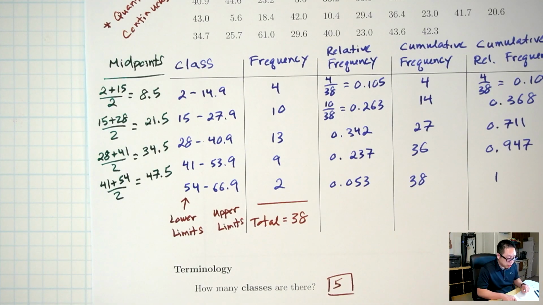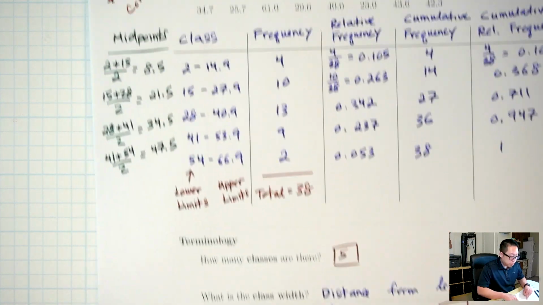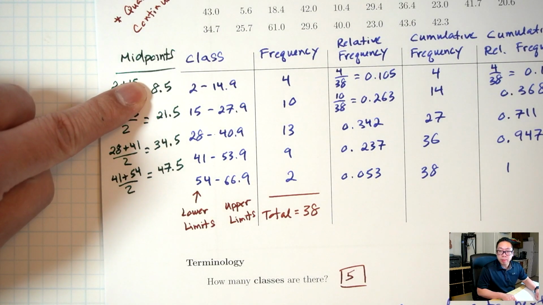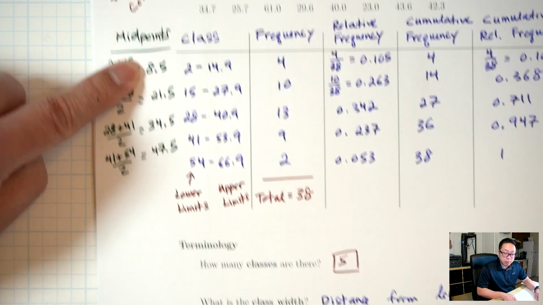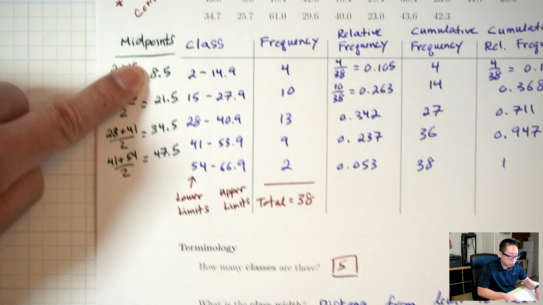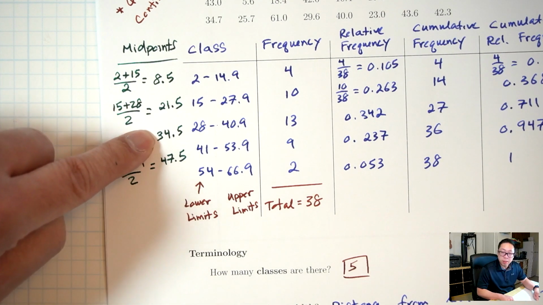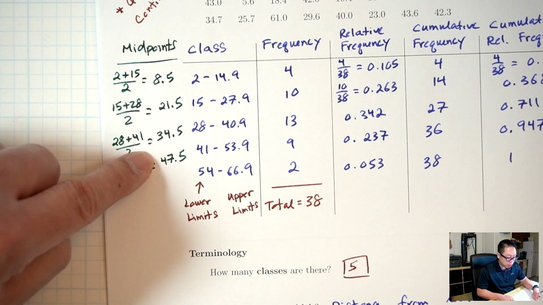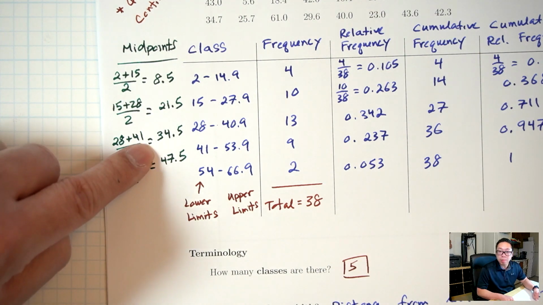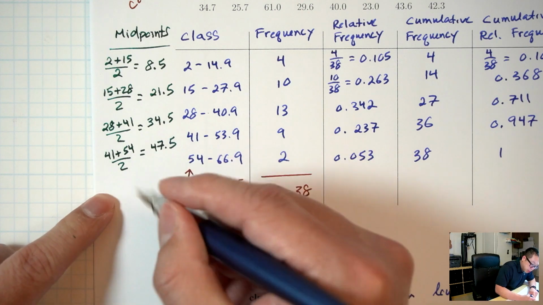So what you could do is just do this formula and find that first midpoint, right? After you get the 8.5, you know that everything should go up by 13. So starting with 8.5, you can just keep on adding 13, right? Add 13, add 13. And then for the last one, add 13. So 47.5 plus 13 is 60.5. So this last one is 60.5.